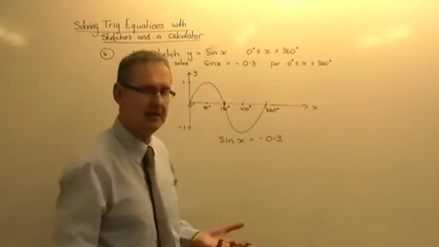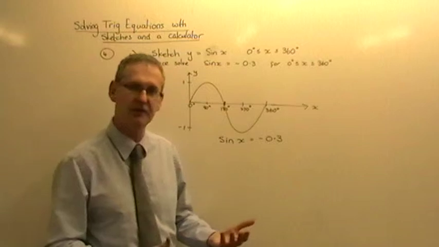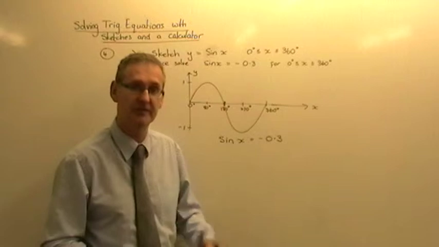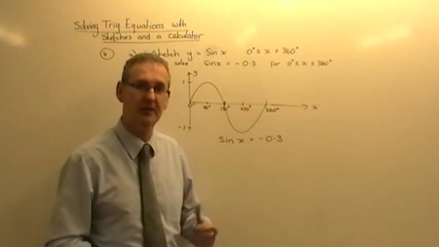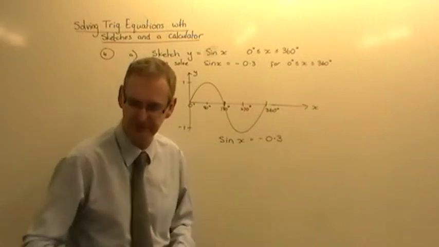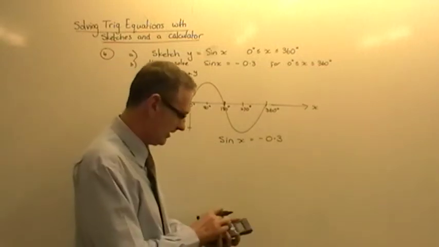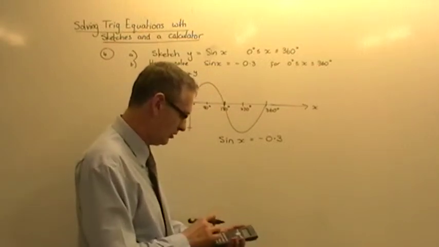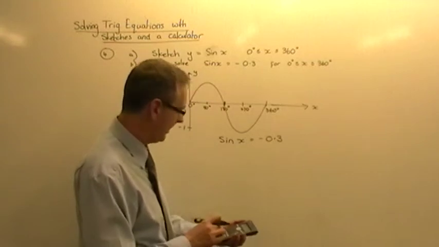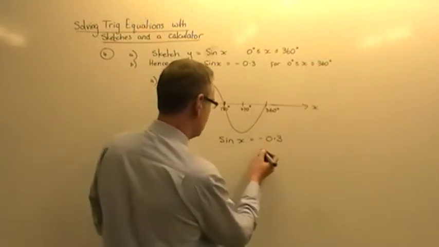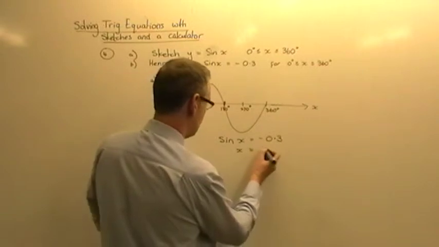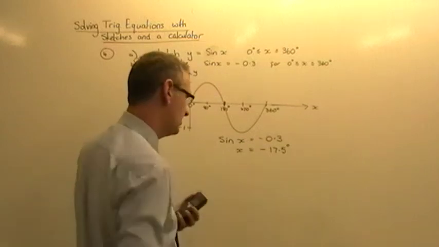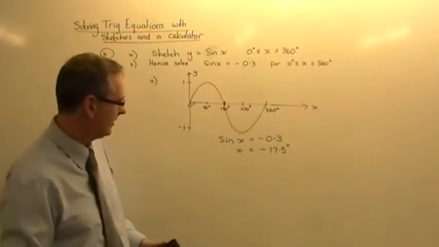So you're expecting, if you have looked at previous videos on the first 3 examples, to get a couple of answers for this within the range 0 to 360. 2 answers. So let's have a look at what the calculator gives, and then we'll have a look at the sketch. So if I take my calculator and I do shift sine of minus 0.3 and then press equals, I get an answer x equals minus 17.5 degrees to 1 decimal place.